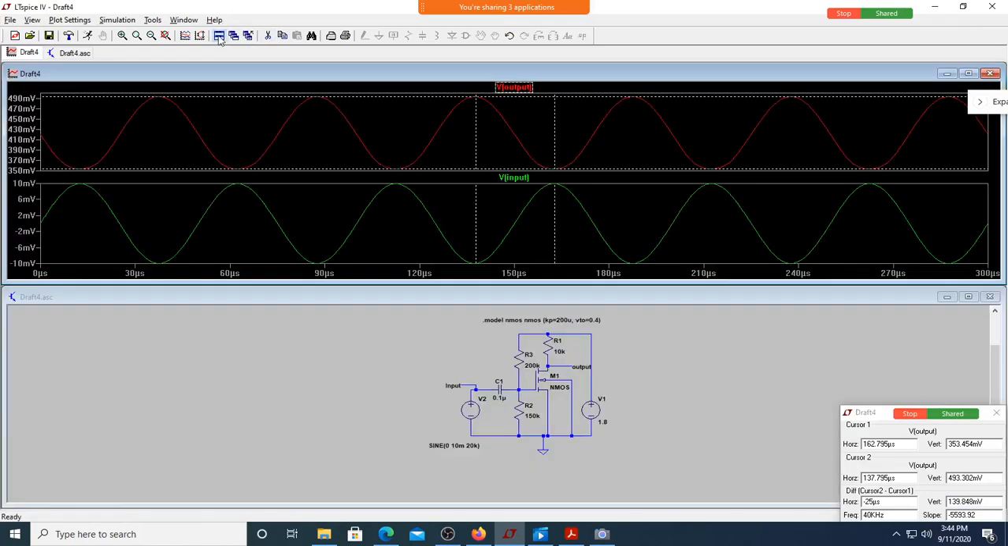Can you see the output is amplified? Input is 20 millivolt, output is almost 140 millivolt. Can you see there is a gain? How much is the gain? Almost 140 divided by 20, so it is a gain of 7.